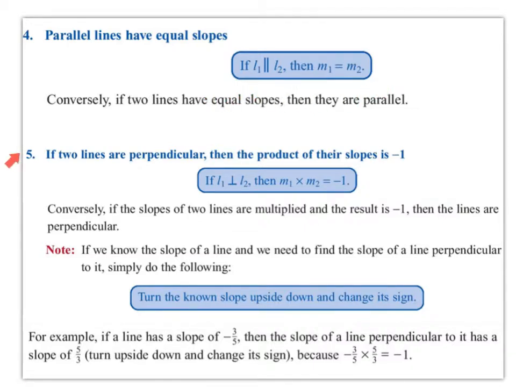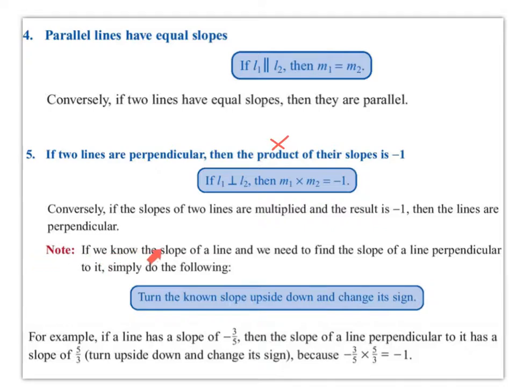Number 5. If two lines are perpendicular, then the product, which means multiply, of their slopes is minus 1. So if L1 is perpendicular to L2, then m1 multiplied by m2 is equal to minus 1. Conversely, if the slopes of two lines are multiplied and the result is minus 1, then the lines are perpendicular.